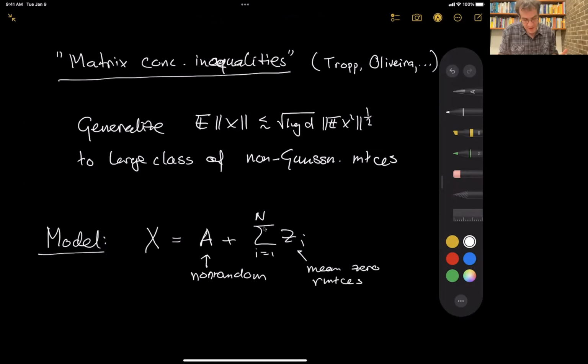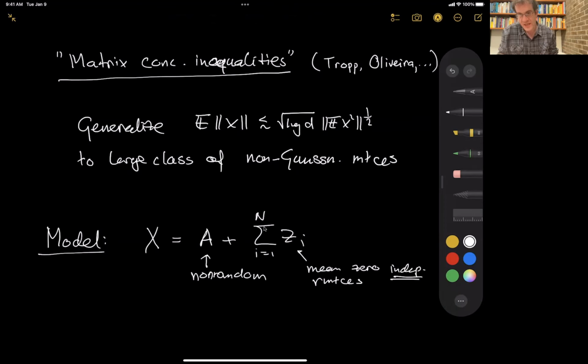Of course, if I take big N equals 1, I've just described every random matrix, right? So you should be a little bit suspicious when you see a model like this. I'm not assuming anything about the Z_i's except that they're independent random matrices with mean zero. They don't have to be IID, and they don't have to have any internal structure. So if I take big N equals 1, I've described every random matrix.